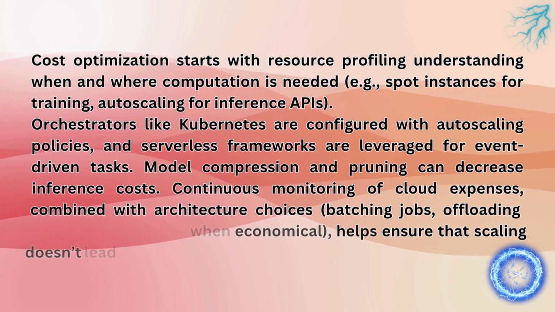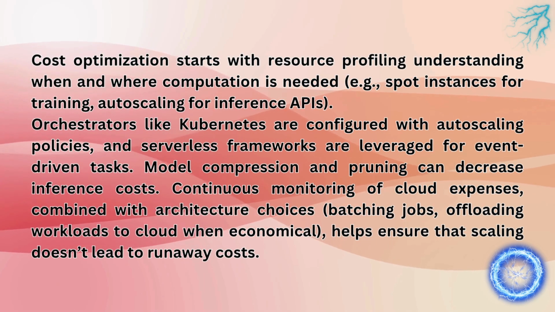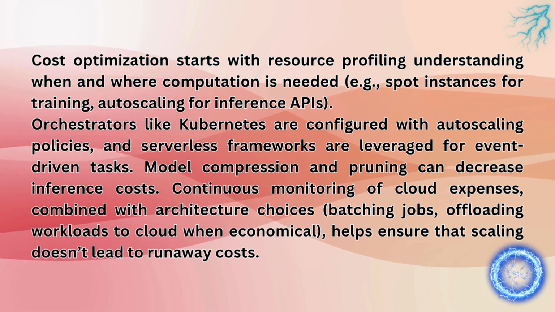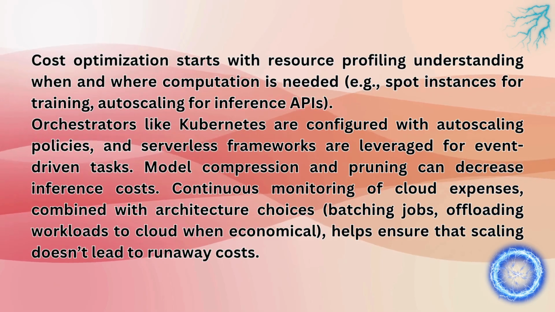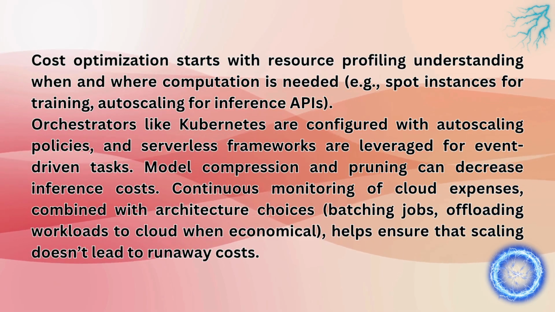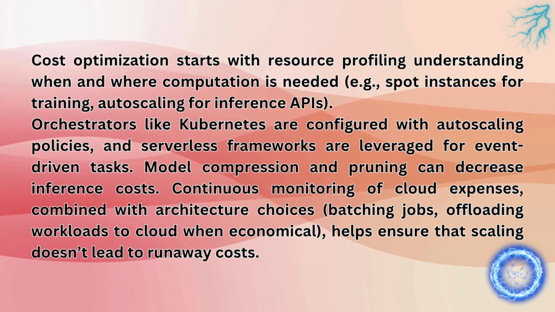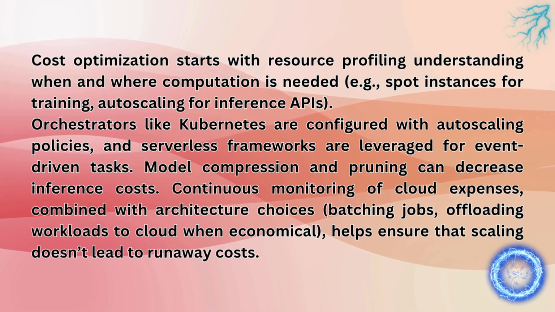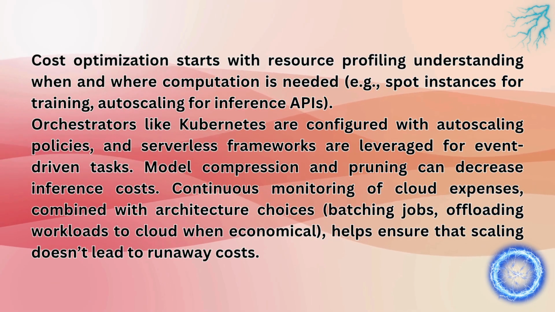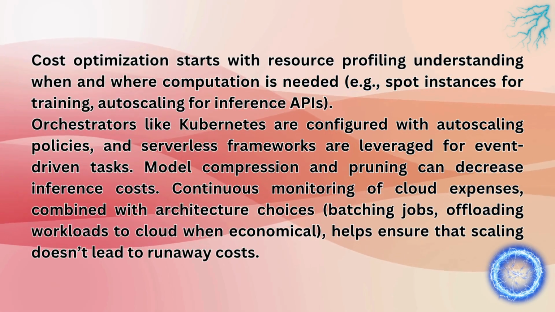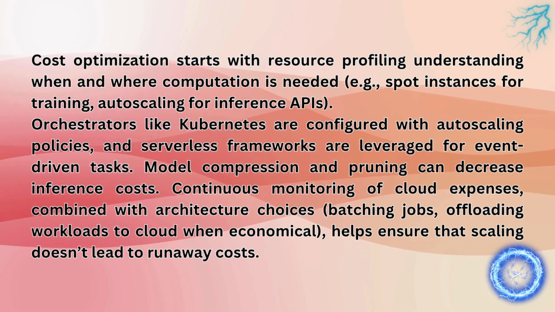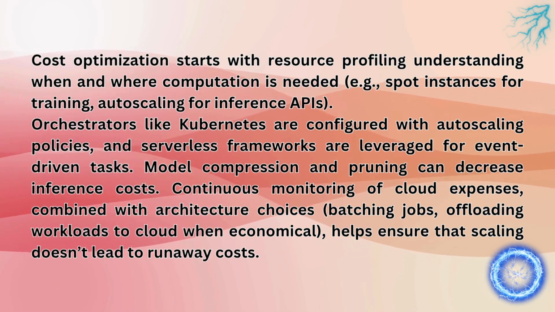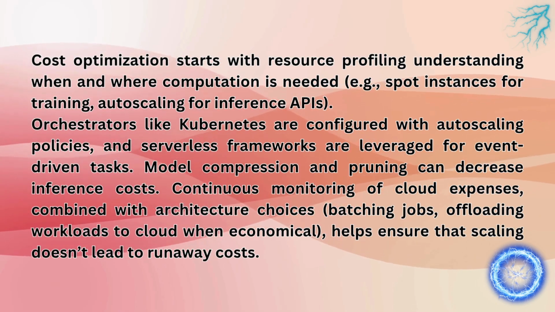Cost optimization starts with resource profiling, understanding when and where computation is needed. Examples are spot instances for training and auto-scaling for inference APIs. Orchestrators like Kubernetes are configured with auto-scaling policies, and serverless frameworks are leveraged for event-driven tasks. Model compression and pruning can decrease inference costs. Continuous monitoring of cloud expenses, combined with architecture choices, batching jobs, and offloading workloads to cloud when economical, helps ensure that scaling doesn't lead to runaway costs.